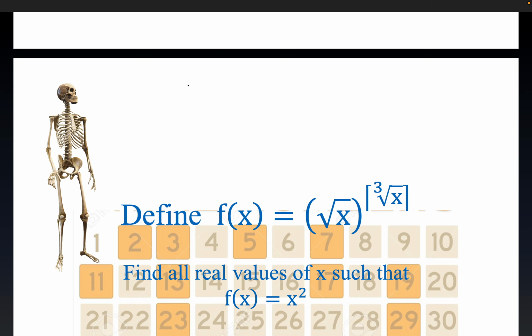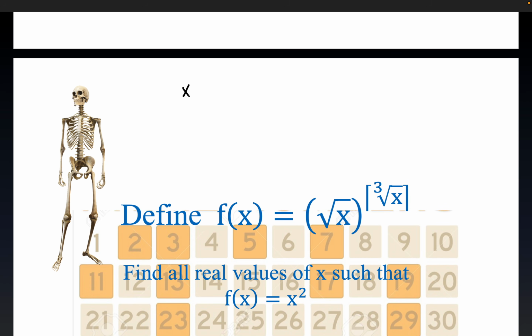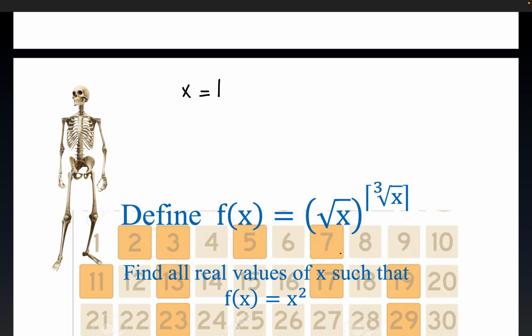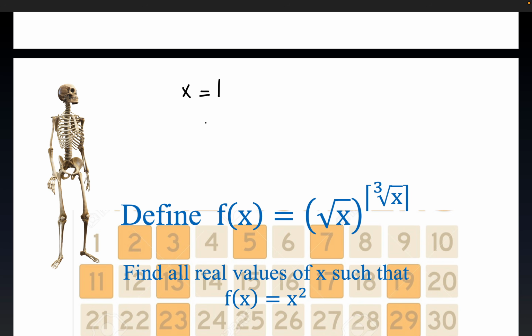Good evening, everybody. Fairly straightforward problem tonight. We should be done pretty quick here. X equals 1 is certainly a solution to this in a trivial sort of fashion. 1 squared is 1, and then the square root of 1 raised to an integer has got to be 1, right? So x equals 1 is a solution.